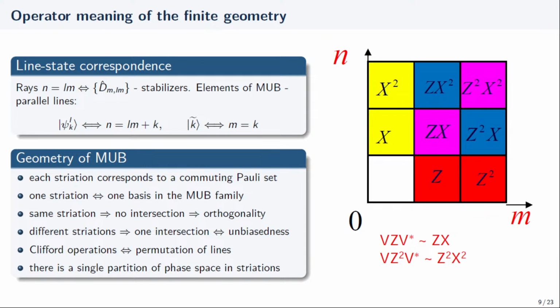However, let us recall that each set of commuting operators can be put in correspondence with a basis, with states, which we call stabilizer states. So now, instead of putting lines in this space in correspondence with the operators, we can put them in correspondence with the eigenstates of such operators, right? Because the operators commute, they have a common basis.